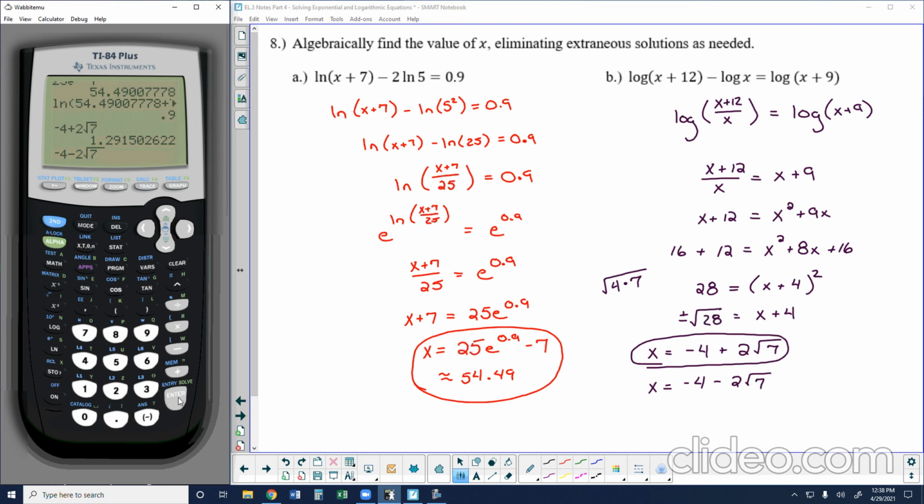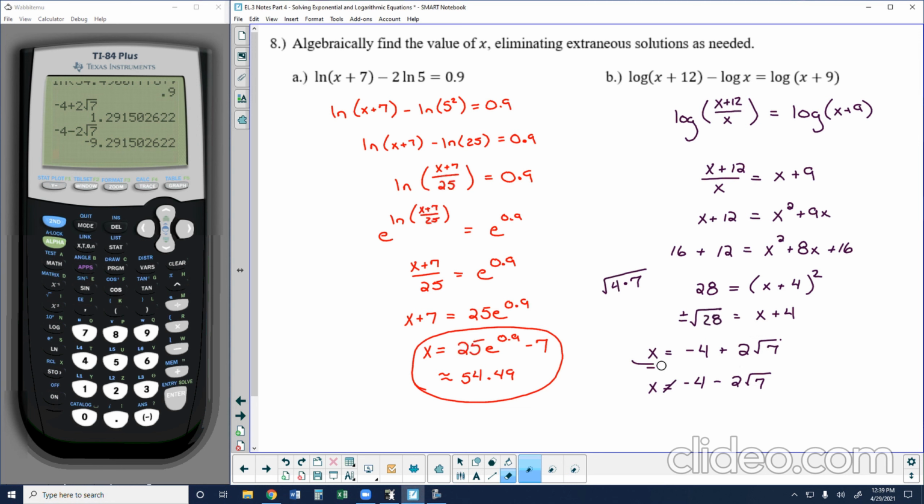Now, if I took a look at negative 4 minus 2 roots of 7, what I'd see here is that this is a negative number. What's especially important about this being a negative number is that it would give me a negative value inside of this logarithm. So x can actually not equal negative 4 minus 2 roots of 7. If you substituted that back in, you would find out that this is not going to be a solution. It's not going to give you a real answer. So here we have our real answer.